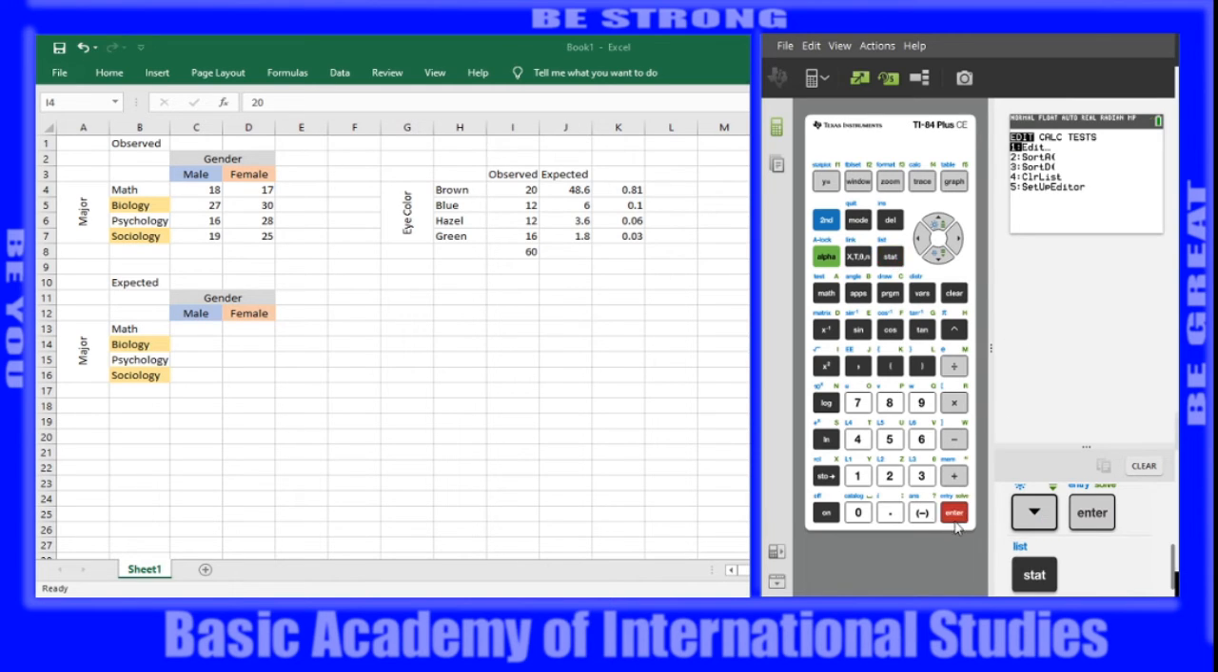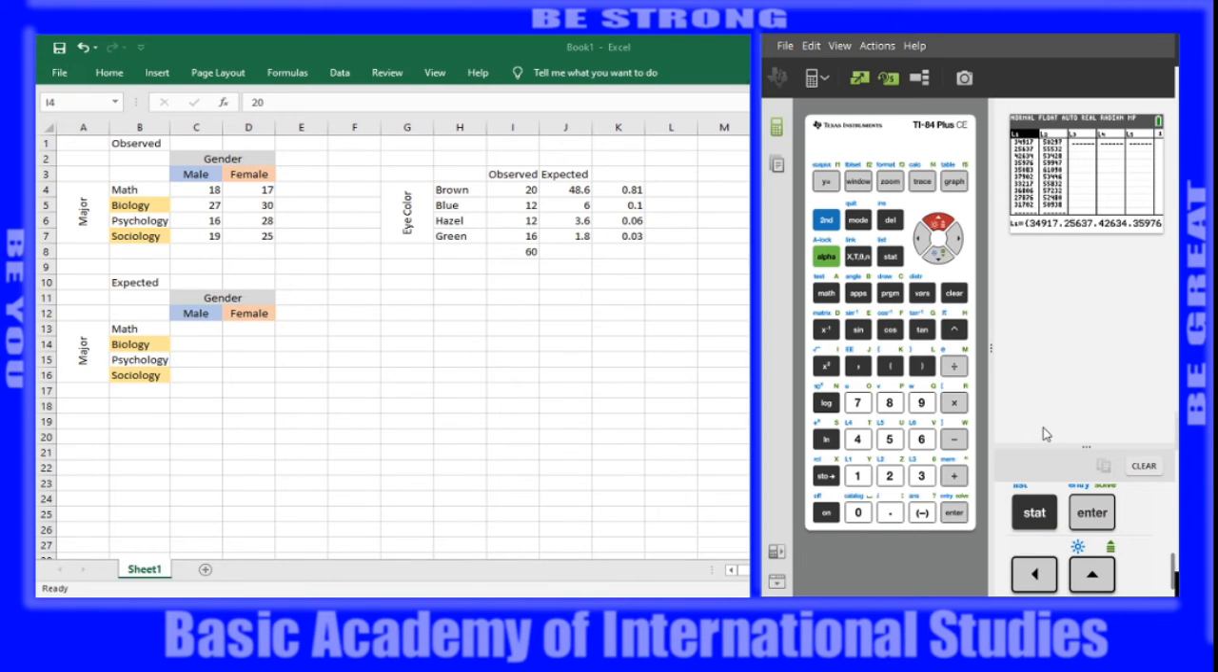Not a difficult task. We go to Edit, and what we're going to do is replace all of these numbers. You'll notice I have not actually deleted the numbers from the previous tests I did yesterday. But I'm going to replace these with my observed, which I'll put in my first column. So 20, 12, 12, and 16. And for my expected, I'll put them in here. 48.6, sorry, not 0.6, but 6, 3.6, and 1.8. And these are the numbers that would be expected, assuming that it fit a normal population as measured in the real world.